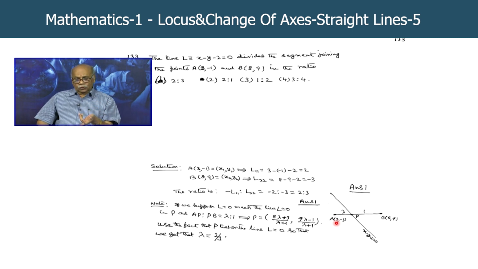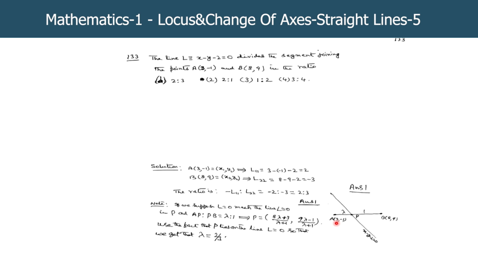And you can directly use that formula. The ratio will always be minus L11 is to L22. From that you can decide whether the division is external or internal. So here, if you use the second procedure, lambda is equal to 2 by 3. So therefore, the answer is option number 1.